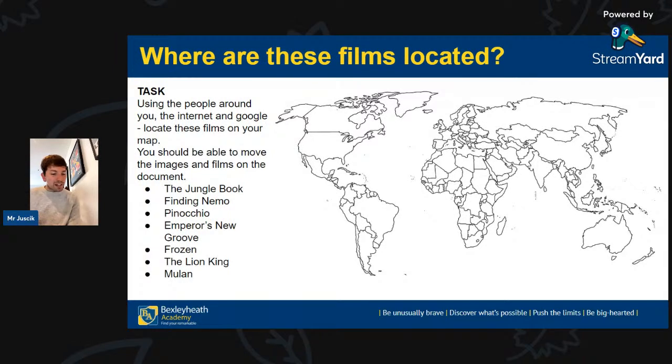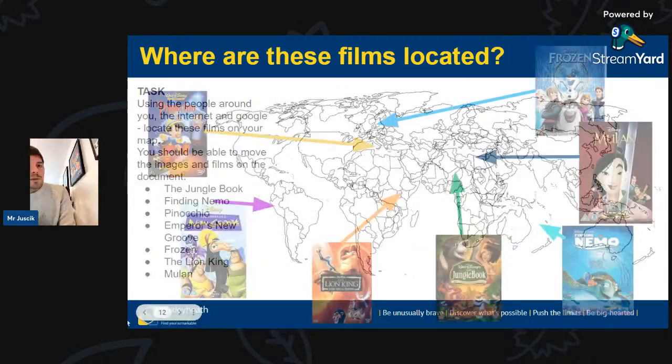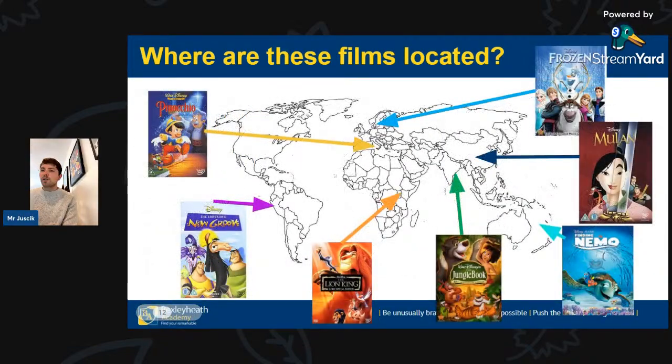Yep, it's completely fine if you got some of your answers from Google. That's completely fine. Jungle Book, we've got Asia. Some people put India, Bangladesh as well. Pinocchio, we've got Italy coming through quite strongly on the chat there. Yes, Emperor's New Groove. Peru, yep. And in fact, if Miss actually clicks on the next slide, I'll sort of reveal some of these answers. And hopefully some of you would have got these right as well.